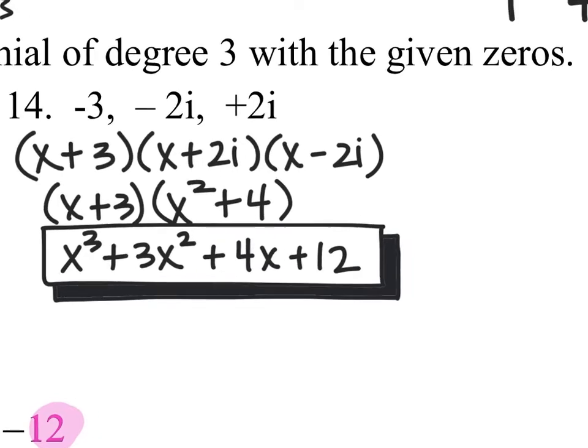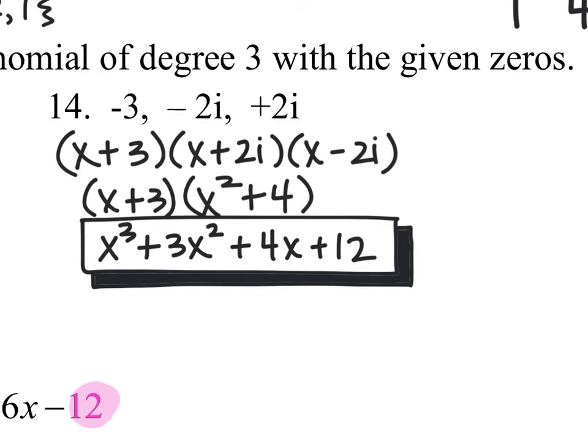Number 14, very similar, but this time we do have some imaginary ones, but once again, it should be degree 3, and we have the conjugate pair of the imaginaries, so we do not need to add any additional zeros. So we have the opposite of 3, x plus 3, the opposite of negative 2i, x plus 2i, and the opposite of 2i, x minus 2i. I multiplied these two binomials together, and that gave me x squared plus 4, and I'm going to show you that over here using an area model.